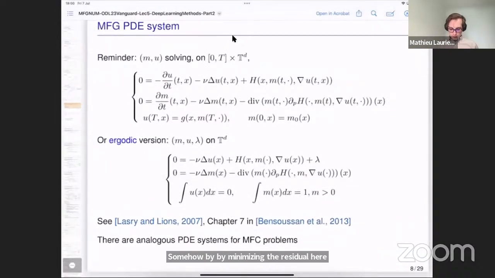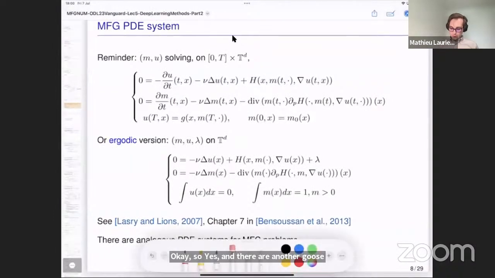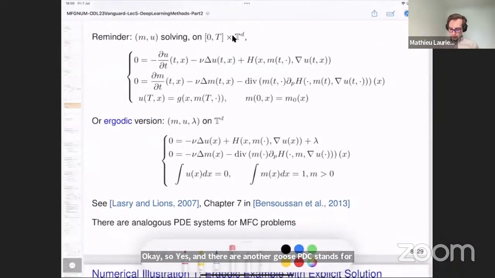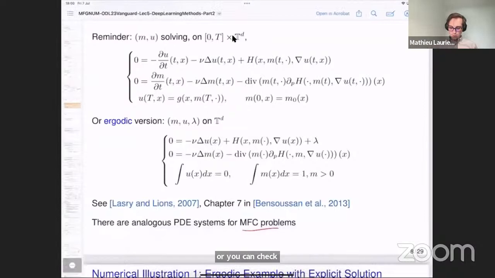Okay, so yes, and there are analogous PDE systems for the MFC problem. So I'm not writing it here. You can check the references, or you can check the references I will give for the plots later on.